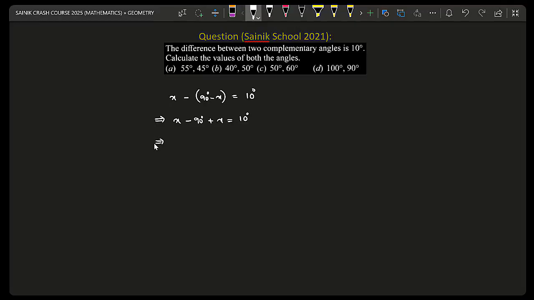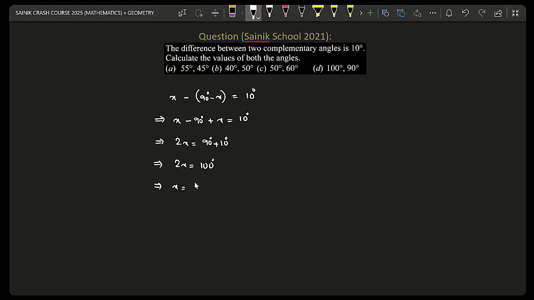So 90 is subtracting; you want to transpose it to the right side. What is x plus x on the left side? We can write 2x. 90 you transpose to the right side: minus 90 becomes plus 90. What is 90 plus 10? So 100 degrees. And now I want the value of x.